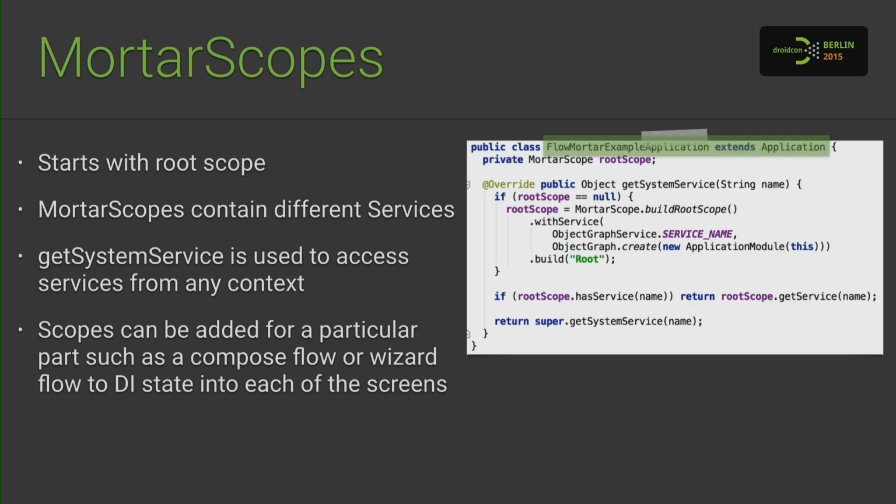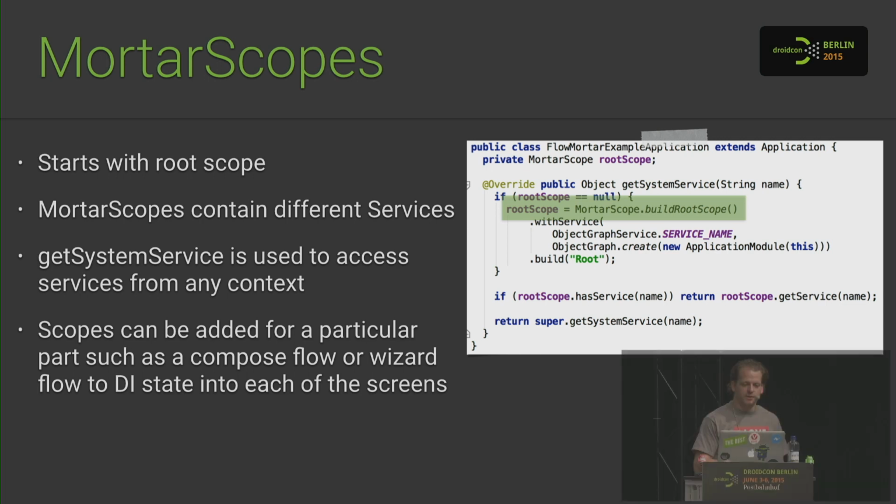So here we see what I was mentioning earlier, how you set it up within your application. The first time the get system service is called and root scope is null, we set it up. We initialize it with the object graph service and the root module. In this case, it's the application module, which also gets passed an instance of itself so that later on the application can be injected in any of your presenters.